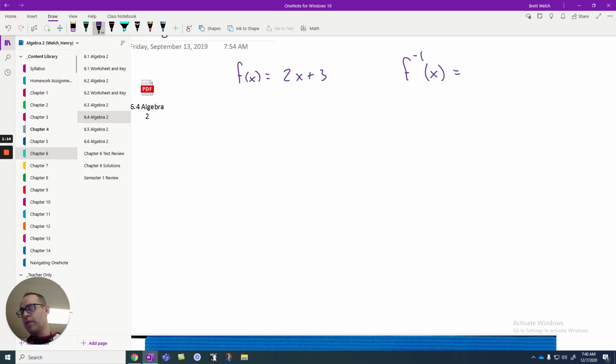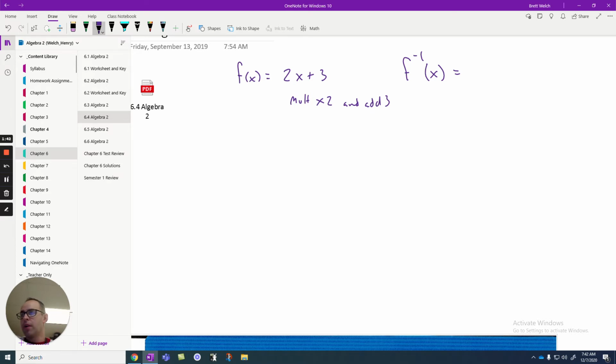In the homework video, we talk about trading x and y places and solving for y, and that will give you your new equation. But I want to talk about it more conceptually for just a minute. We know that there's a multiplication by 2, and we add 3. Those are our two steps. We've got to multiply by 2 and we've got to add 3.